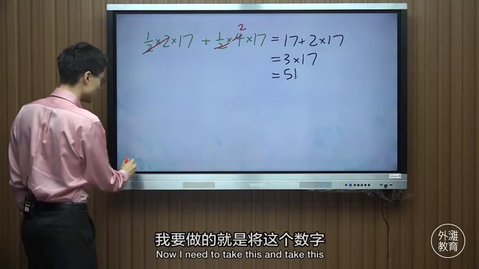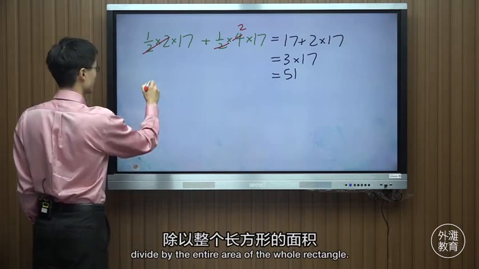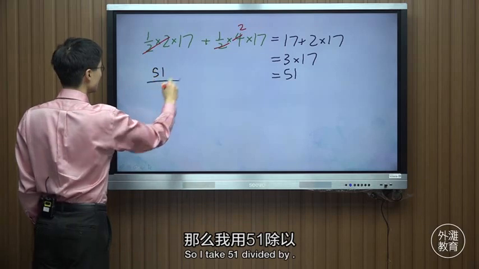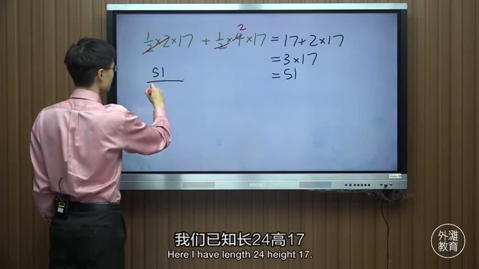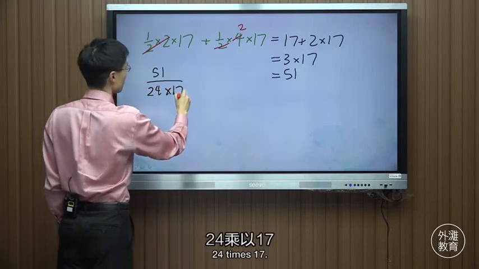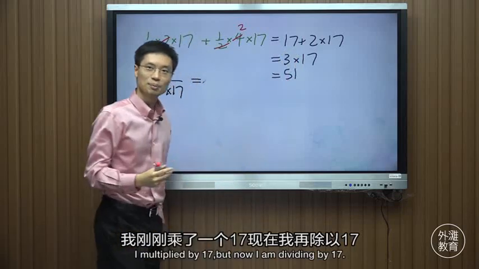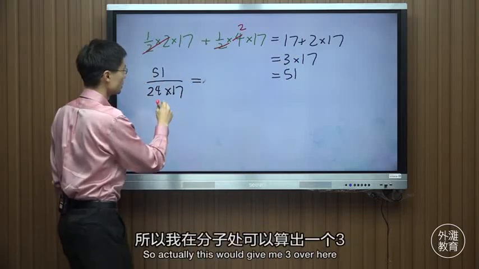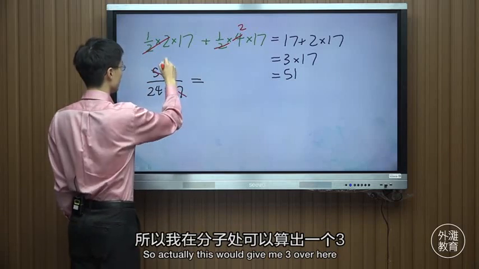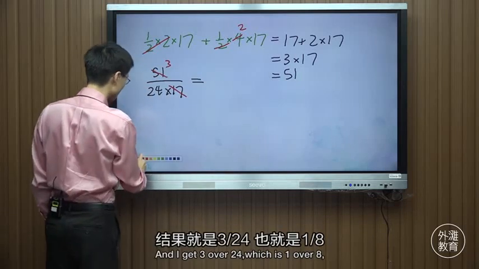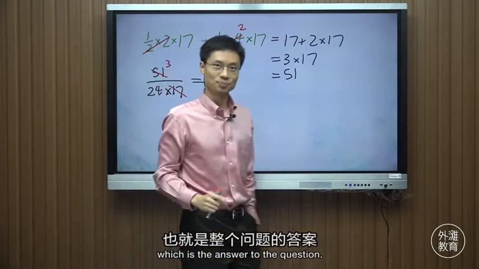Now I need to take this and divide by the entire area of the whole rectangle. So I take 51 divided by, here I have length 24, height 17, 24 times 17. Interesting. I multiplied by 17, but now I'm dividing by 17. So actually this would give me 3 over here, and I get 3 over 24, which is 1 over 8, which is the answer to the question.